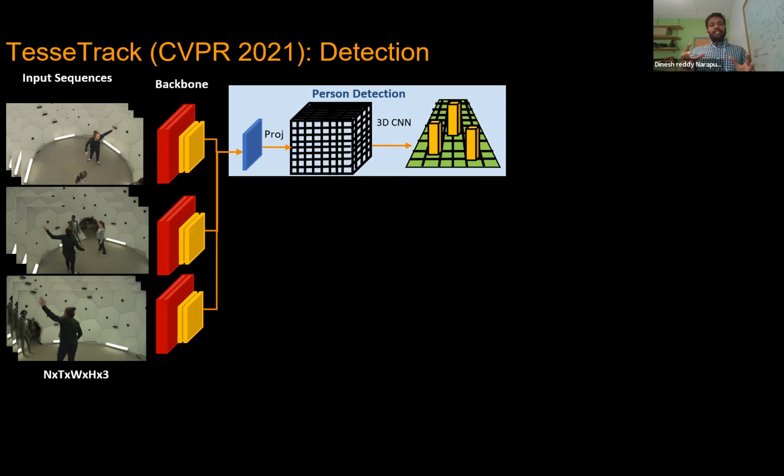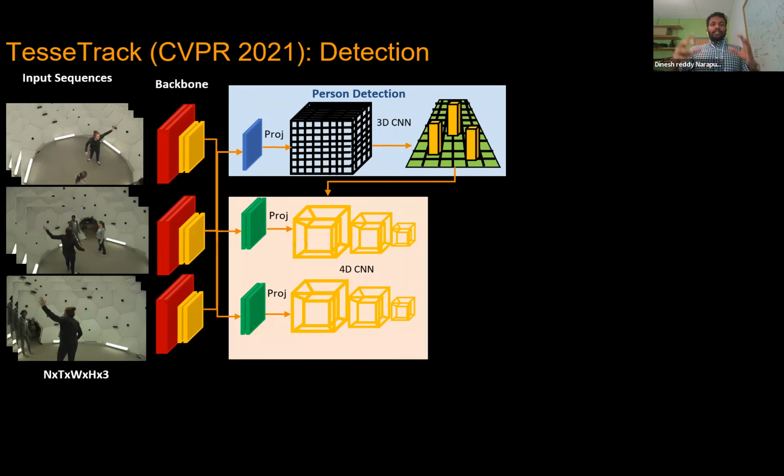So these detections, you can think of them as very similar to 2D detections in Mask R-CNN or any framework, but all of this has now been ported to 3D. So given all this input video, we have a 3D person detector framework using 3D convolutions on a grid. So once we have this, we have each person detected in all the videos.